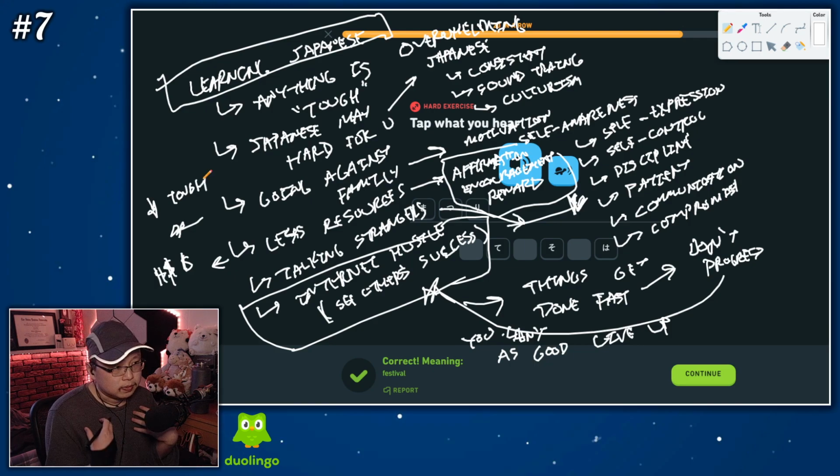Oftentimes, as an adult, as an educator, I want to lower some of these barriers, like lower the need for self-expression, lower the need for self-control, maybe remove some of the discipline until the person doesn't find it overwhelming and quit. And that's kind of the education and teaching.